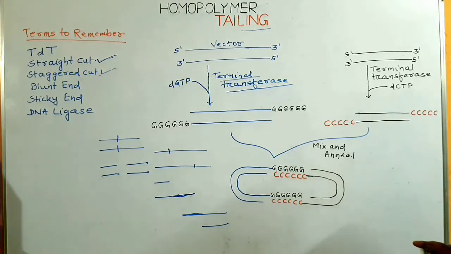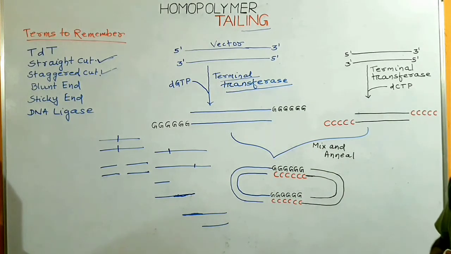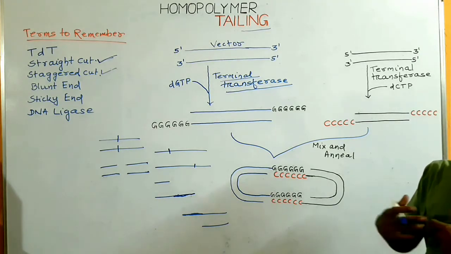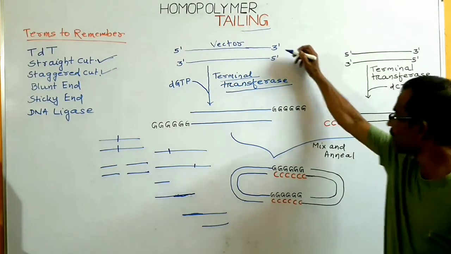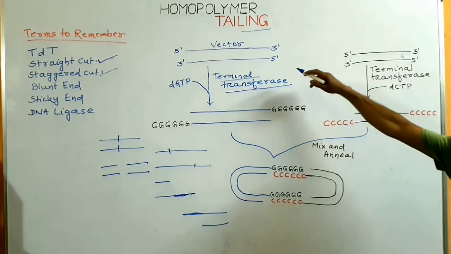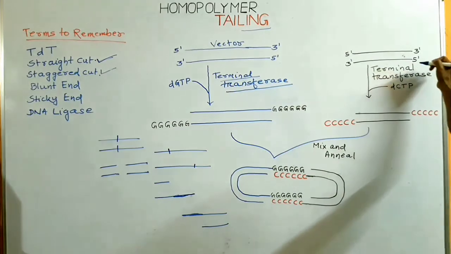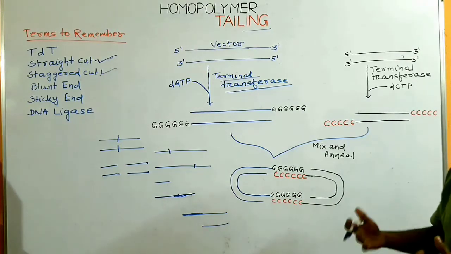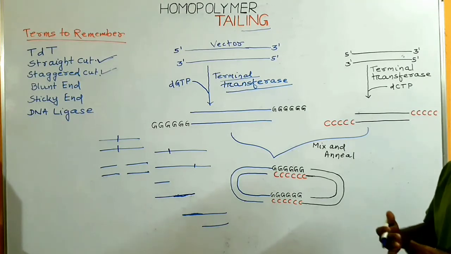The primary substrate for terminal transferase is a 3' overhang. But this enzyme can also add nucleotides to a blunt end or recessed end, but with lesser efficiency. So, this is the vector molecule and this is the DNA insert. We want to clone this DNA insert into this vector, for example, a plasmid. But this vector and this DNA insert are blunt-ended. So, by homopolymer tailing, we will convert the blunt ends into cohesive ends, by which ligation will easily occur.